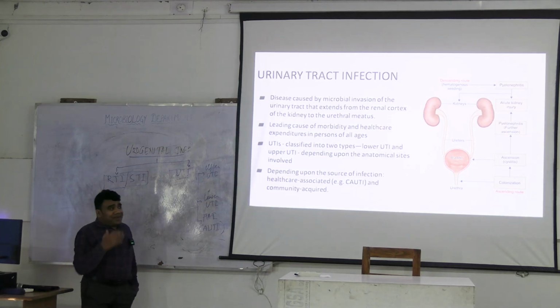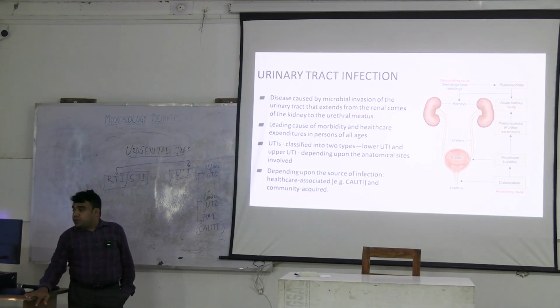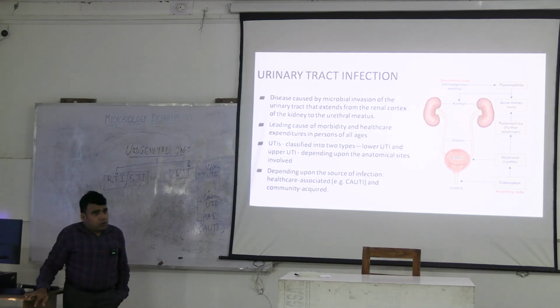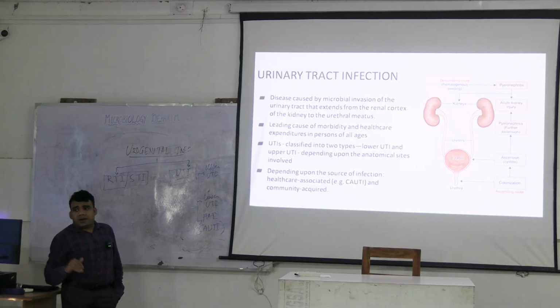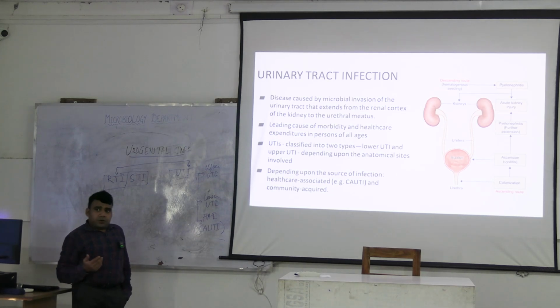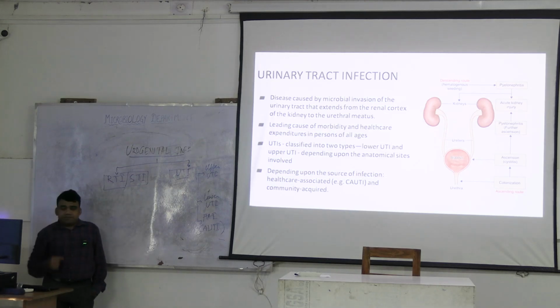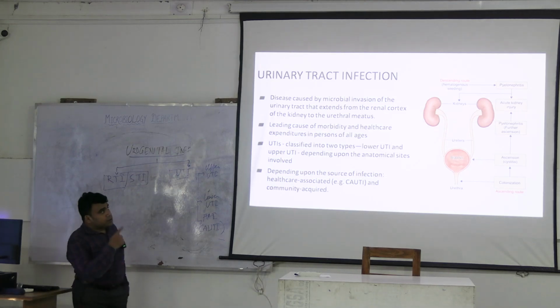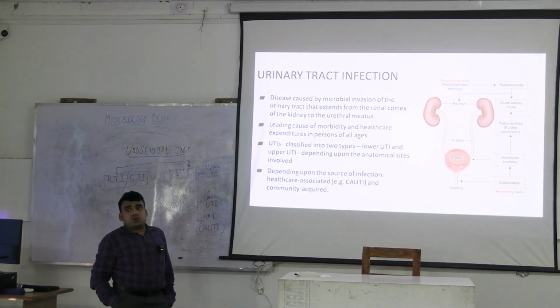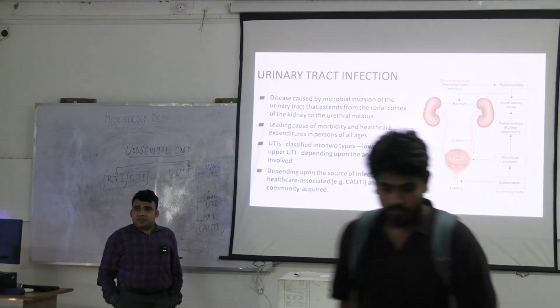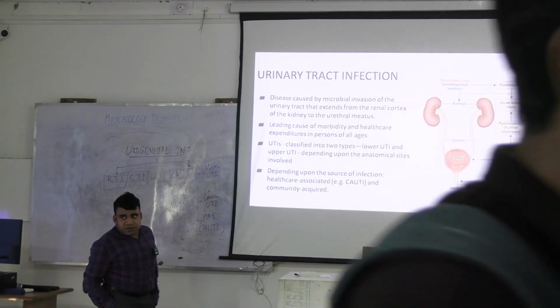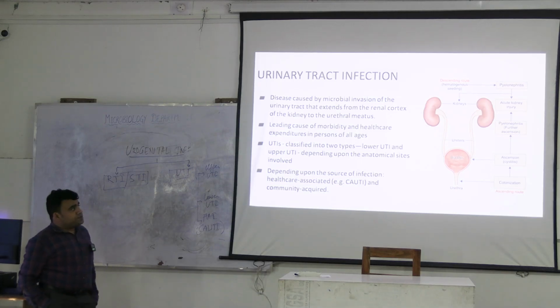Now, we can divide the urinary tract into two parts, the upper urinary tract and the lower urinary tract. The basic differentiation is the bladder. Any infection of the bladder and below is called lower urinary tract infection, and anything above the bladder we call upper urinary tract infection. As you can see in the picture, if the infection is related to the kidneys, we call it pyelonephritis. Pyelo means the pelvis of the kidney, and nephritis means infection of the nephrons. Then if the ureters are infected, we call it ureteritis.